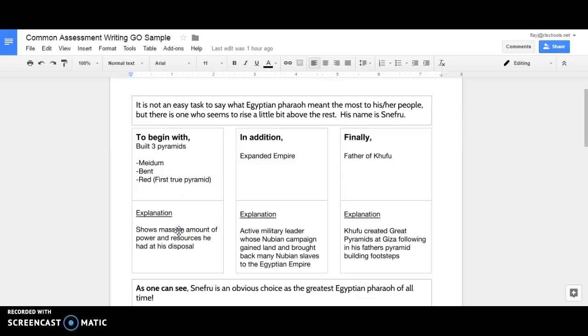Okay, but then remember down here it says explanation. We want to take it one step further. Okay, and now I'm explaining the fact down here that because he built these 3 pyramids, it shows a massive amount of power and resources that he had at his disposal. Okay, I'm going to say in addition, he expanded the Egyptian empire. Okay, then explain that, give more detail. He was an active military leader whose Nubian campaign gained land and brought back many Nubian slaves to the Egyptian empire. Okay, so I'm taking what I wrote in my supporting detail and I'm explaining it with further detail.